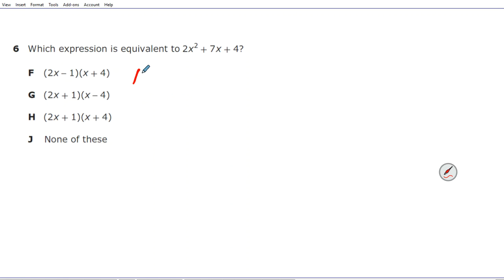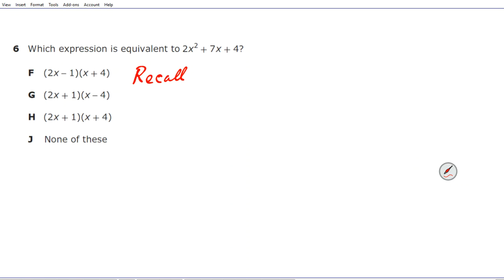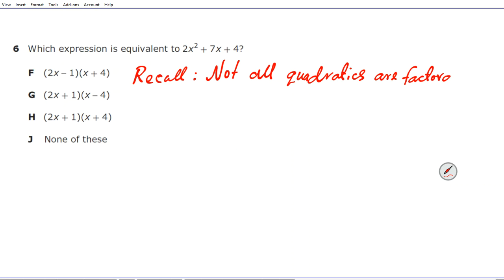Now, one thing you want to remember is that whenever you're asked to factor a quadratic trinomial, an expression of this nature, there's a possibility that it is prime. What does that mean? There's a possibility that it is not factorable. Not all quadratics are factorable. So if you're trying to factor a quadratic and it doesn't work, that's okay. That's a prime scenario. So that's something to keep in mind.